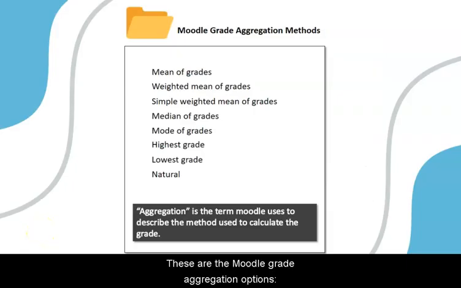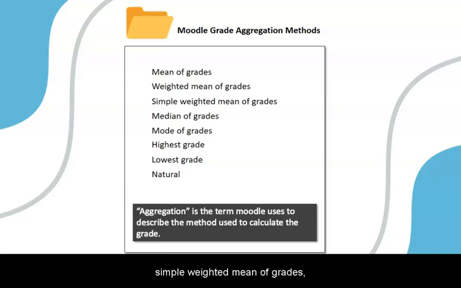These are the Moodle grade aggregation options: mean of grades, weighted mean of grades, simple weighted mean of grades, median of grades, mode of grades, highest grade, lowest grade, and natural.